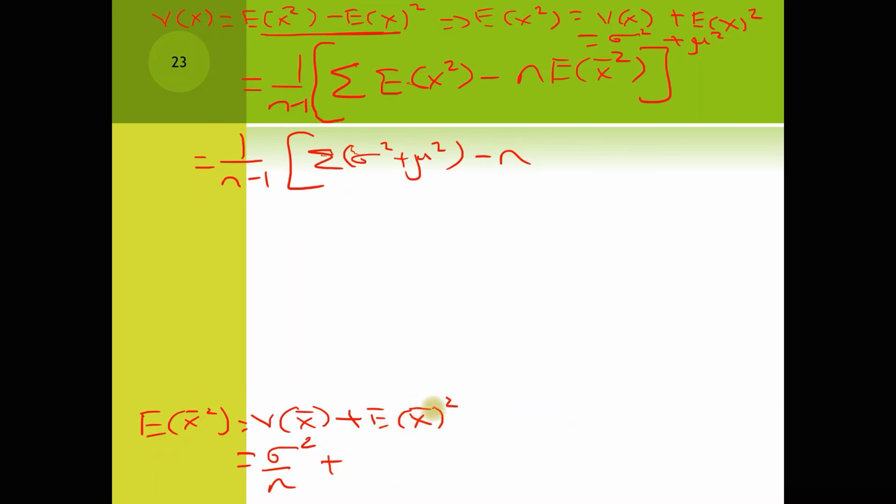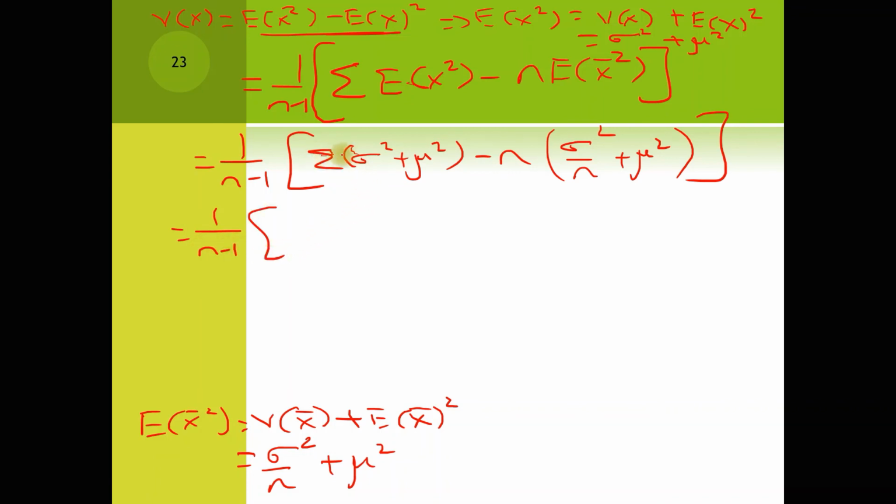Plus the expected value of x bar squared. We also know that the expected value of x bar is equal to mu from what we learnt, but of course there is a squared here, so it is mu squared. So we have understood that we can replace the expected value of x bar squared by sigma squared over n plus mu squared, which means that it is equal to 1 upon n minus 1.